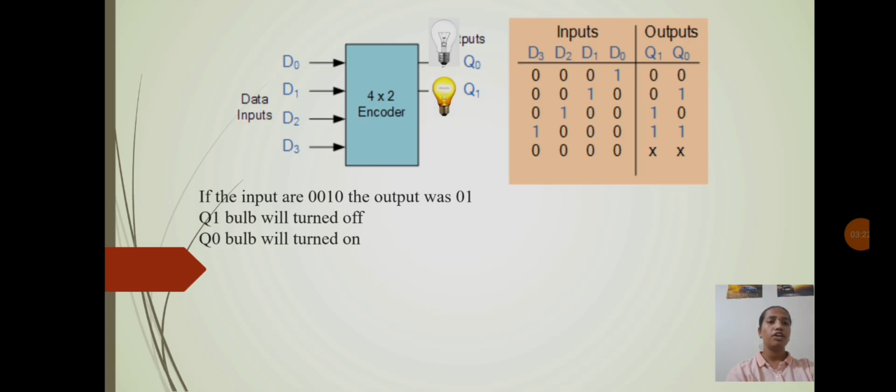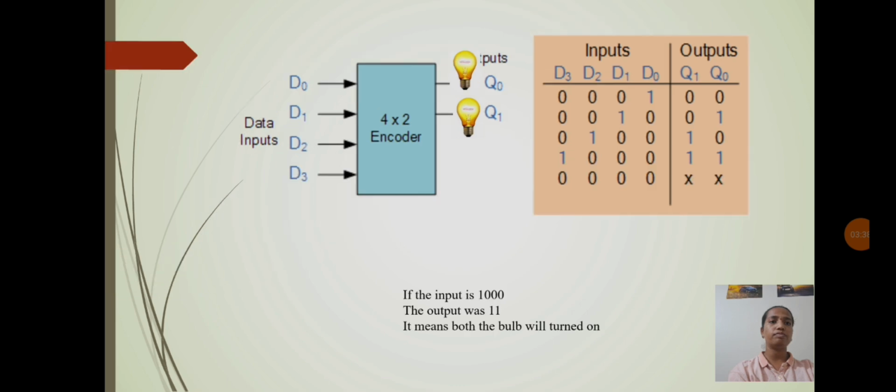It means the Q1 bulb will be turned off and the Q0 bulb will be turned on, according to the truth table. To verify 0, 1, 0, 0, the Q1 bulb will be turned on and the Q0 bulb will be turned off. For the input combination 1, 0, 0, 0, the output is 1, 1. It means both the bulbs will turn on according to the truth table.